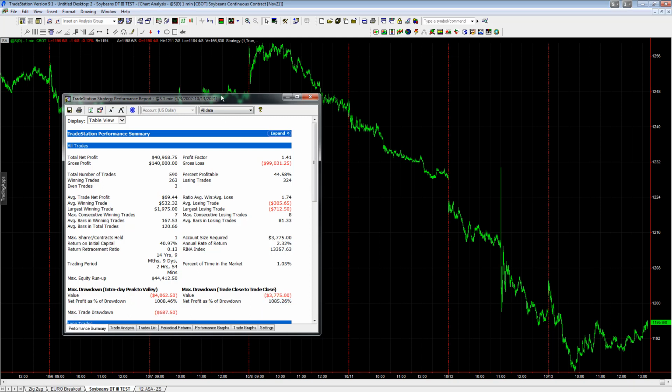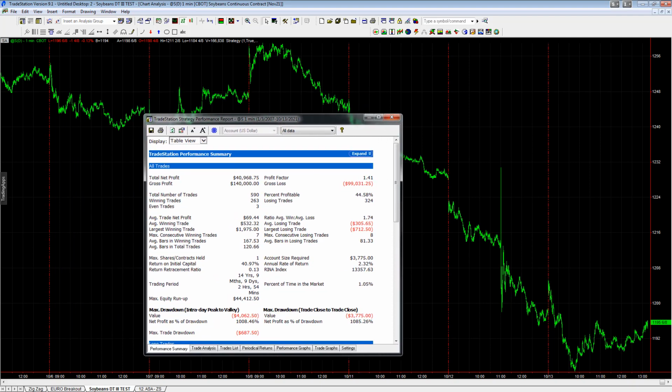So there's some other things we can do to improve this strategy, and I'm going to show you those step by step. And I'm still working on this, but may have the release for it soon.